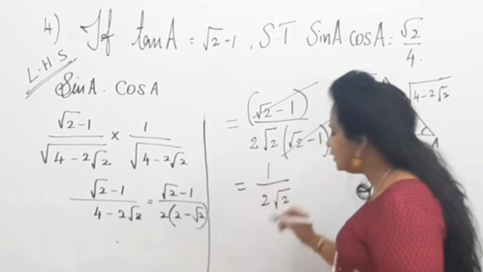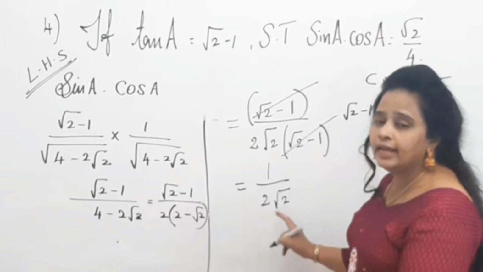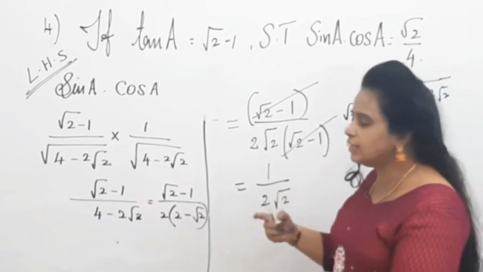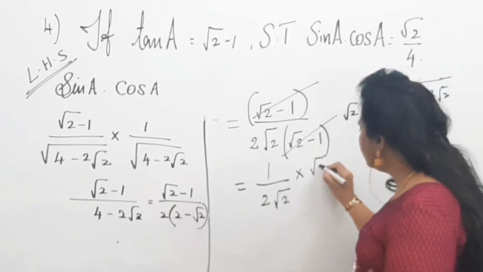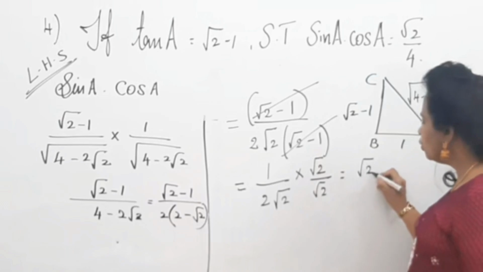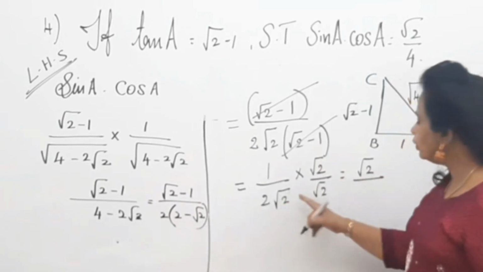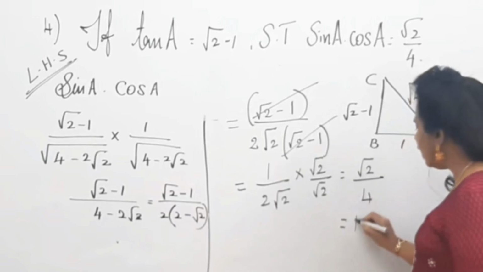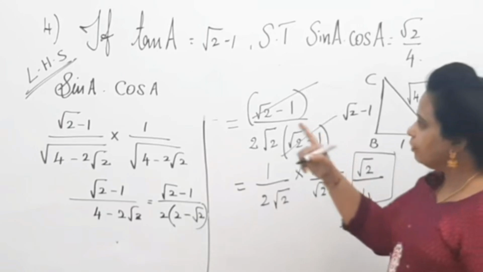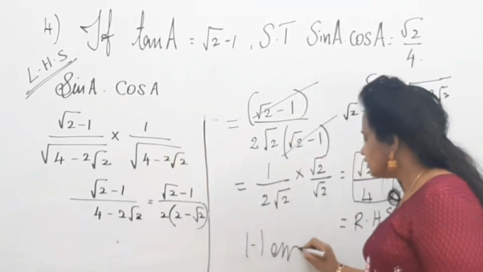You have studied in your earlier classes, we would not have the square root in the denominator of our final answer. We have to rationalize it. So what would I do? I would multiply and divide it by root 2. That is equal to root 2 by 2 into 2. Root 2 into root 2 is 2. So 2 into 2 is 4, which is my RHS. So I got my RHS from the LHS. So hence proved. As simple as that.